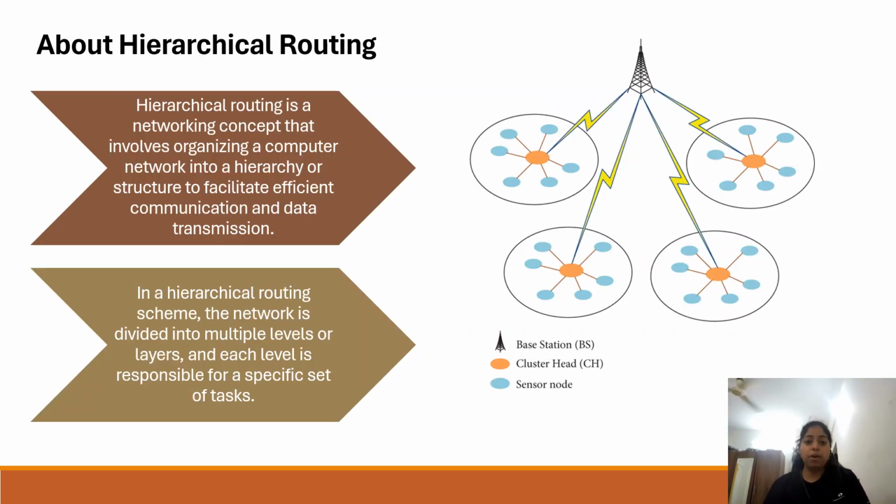Now, let's talk about hierarchical routing. Hierarchical routing is a networking concept that involves organizing a computer network into a hierarchy or a structure to facilitate efficient communication and data transmission. In the hierarchical routing scheme, the network is divided into multiple levels or layers, and each level is responsible for a specific set of tasks. In the given figure, we can see a base station, BS, being a central head for cluster heads, which are like central heads for the sensory nodes.